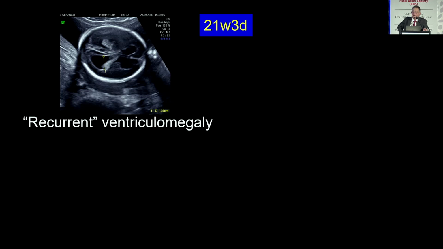This is something that is very dangerous. You have a patient that comes to you and says, yes, the previous pregnancy was abnormal because of severe ventriculomegaly, and we underwent an abortion, and they told us that everything will be okay. And this is the case.